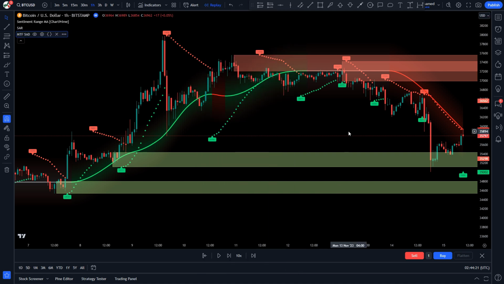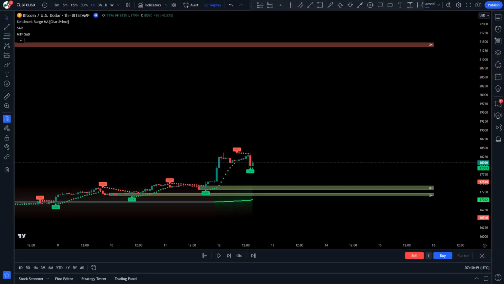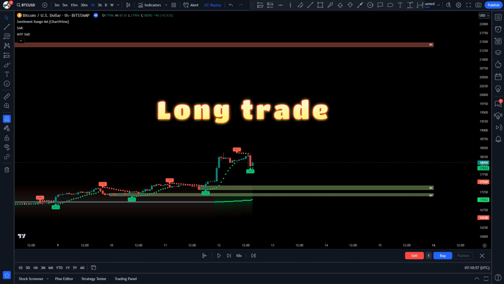Let's move on to the exact rules for opening buy and sell trades. The strategy is quite easy so that even a beginner can use it with no problem. However, you must pay close attention to the rules, otherwise you might miss something. We'll start with long trades.